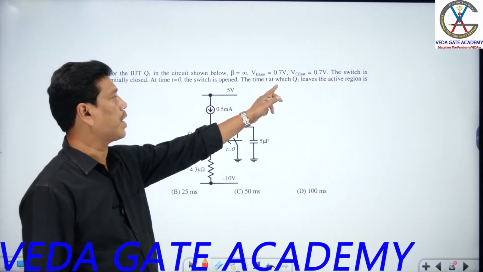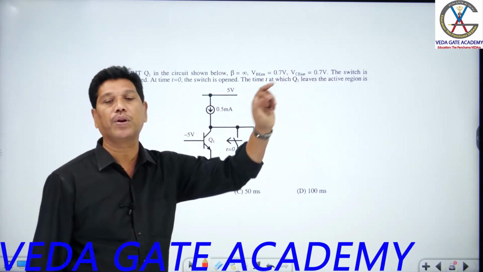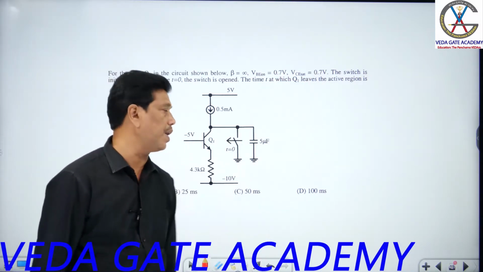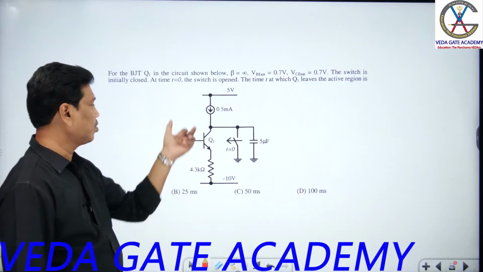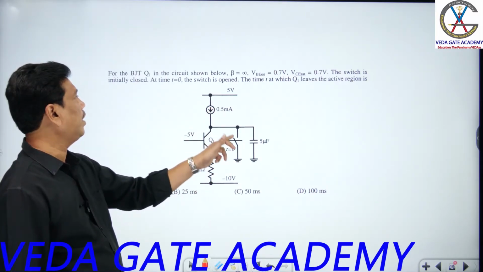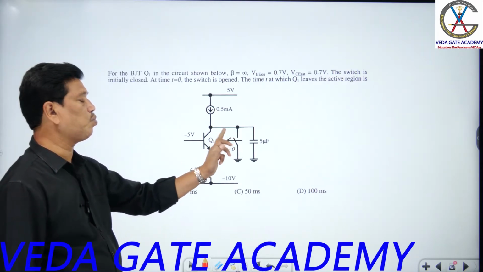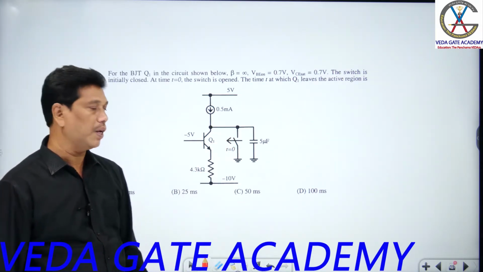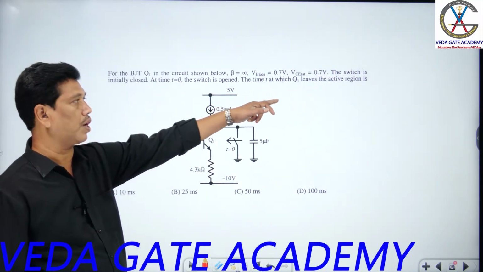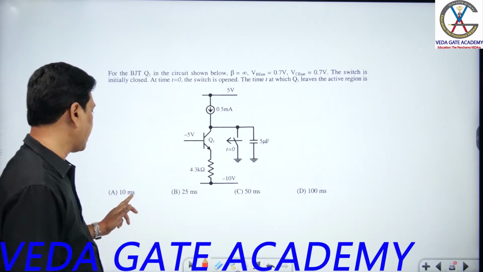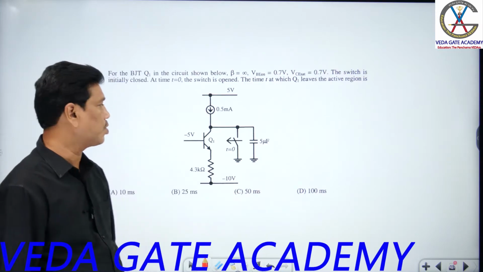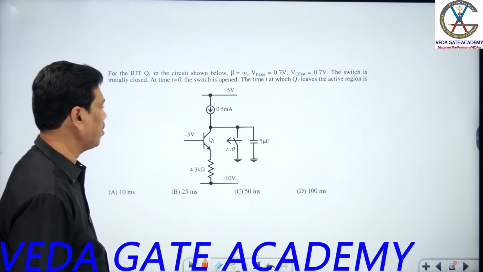The question asks for the time t at which Q1 leaves the active region. This is the BJT circuit. Initially the switch is closed, and at t equal to 0 seconds the switch is opened. He is asking at what time the transistor comes out of the active region. The options may be 10 milliseconds, 25 milliseconds, 50 milliseconds or 100 milliseconds. Now I can examine it.